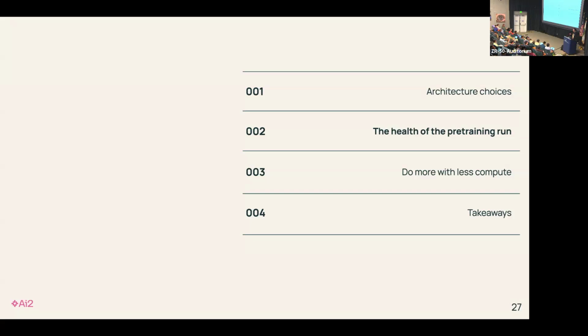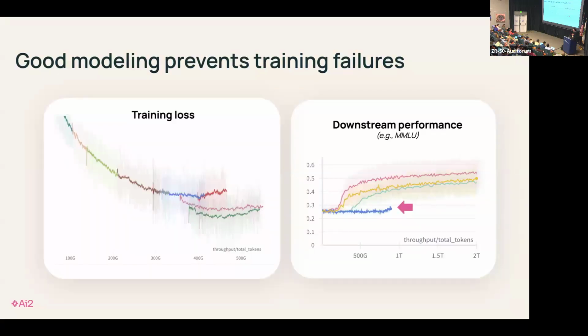Pre-training is a super high risk operation. So one of the core things you want to focus on is how to monitor the health of your pre-training run. Good modeling decisions, architectural choices, and training configurations prevent training failures. Here are examples from really expensive wasted training runs that we've done in our group.